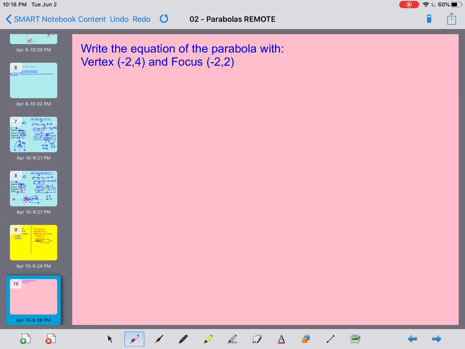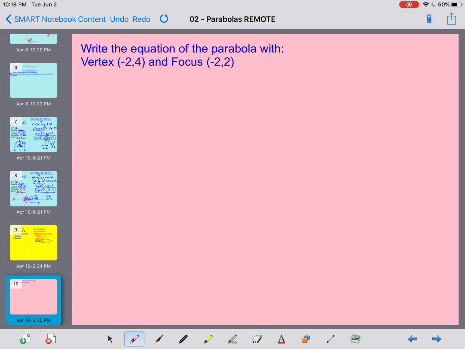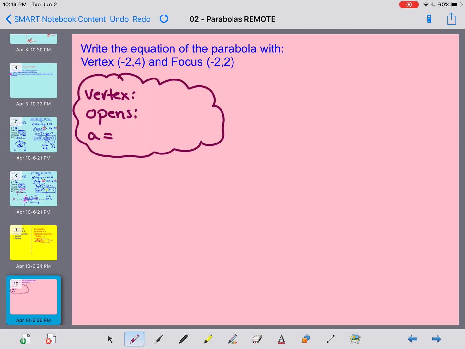So write the equation of a parabola that has this vertex and this focus. My suggestion, and we usually spend much more time on this in school, is to write: vertex, opens, a value. This is like my little thought bubble. Once I get these three things, I know I can go write my final answer. So I have the vertex, and that's about all I have for right now. Now I'm going to draw a picture and figure out these other things.